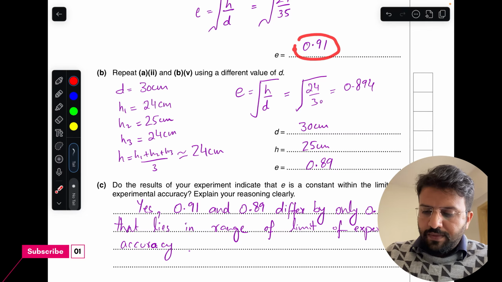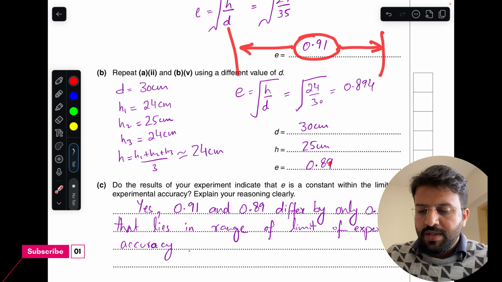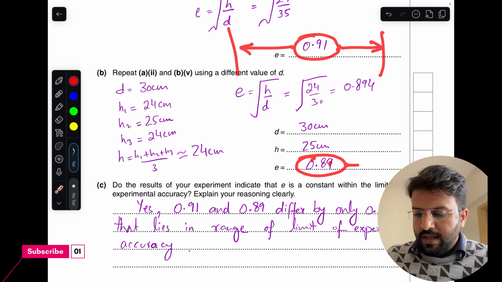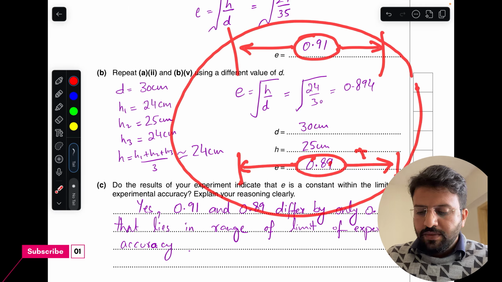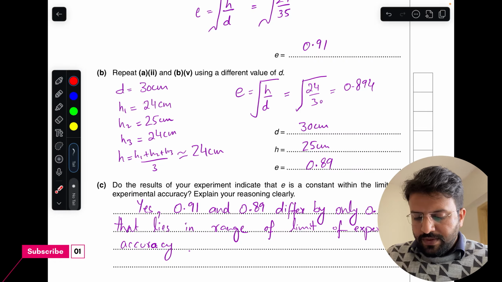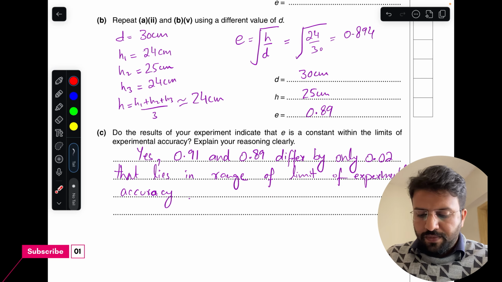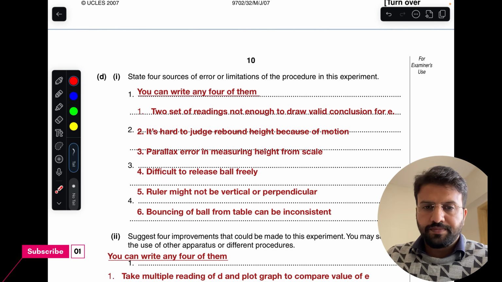So what you have to do, if you see the range, just imagine the 20% of 0.91. So its range will be 0.91 plus the 20% of this value and minus the 20%. This will be the range of this value. For 0.89, similarly 20% plus and 20% minus, this will be the range of this value. So both ranges are overlapping with each other, so they can be considered as equal. So you simply have to write down that 0.91 and 0.89 differ by only 0.02, that lies in the range of the limit of experimental accuracy.